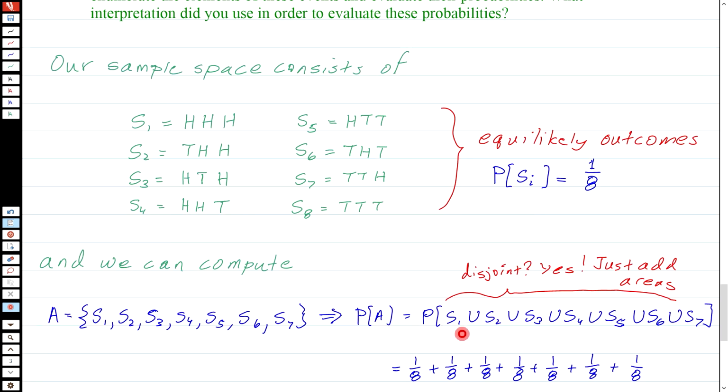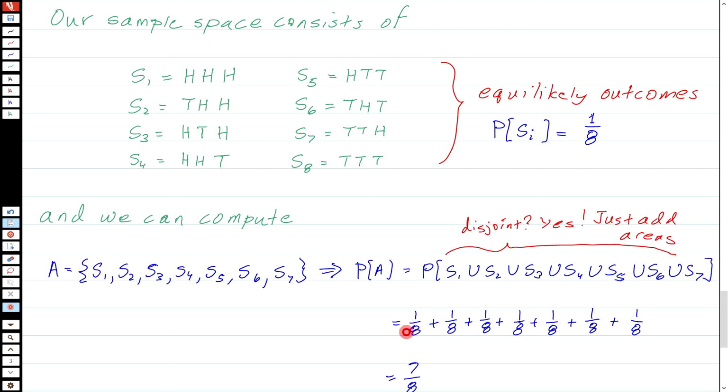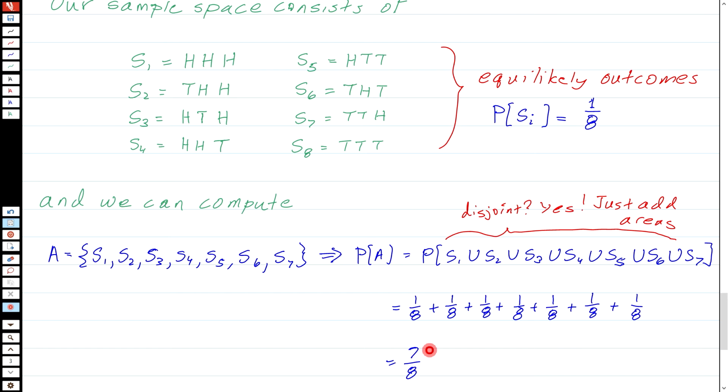And the probability of A is then the probability that S1 occurs, or S2 occurs, or ... or S7 occurs. Again, we got a union, so we ask, are these disjoint? So if I got S1, could I also have got S2? Well, if I got HHH, I could not have got THH because I got HHH. So that means that these events are all disjoint, so I can just add up the probabilities associated with each of them. That's 1/8 plus 1/8 plus 1/8, 7 times. So the probability of this event A taking place is 7/8.